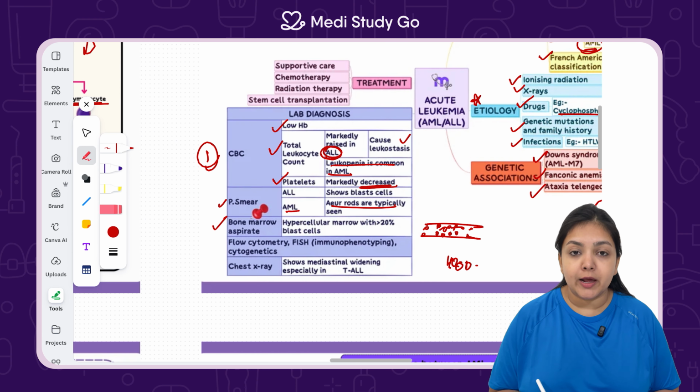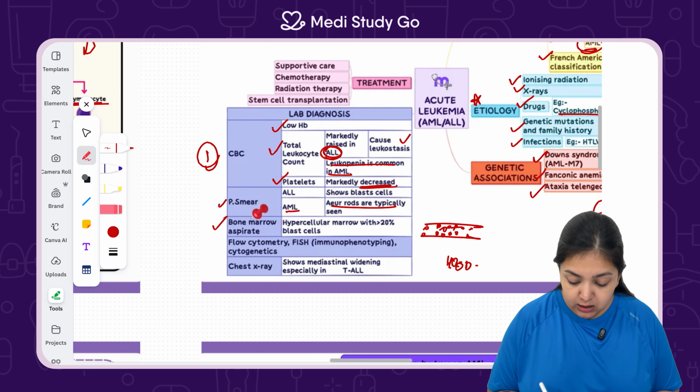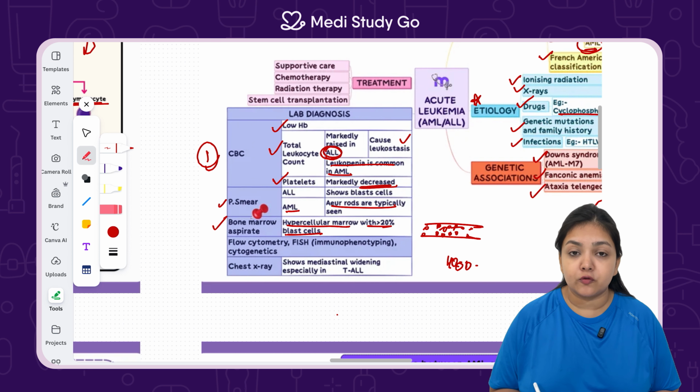If you perform bone marrow aspiration, it is going to be hypercellular because the stem cells are more. If you see the blood test, the cells are going to be decreased because the end result is not being formed. But the source, which is the bone marrow producing the precursor cells, is going to be hypercellular because too many precursor cells are present which are not maturing into the end result. So the bone marrow has hypercellular marrow with more than 20% blast cells of the normal count.